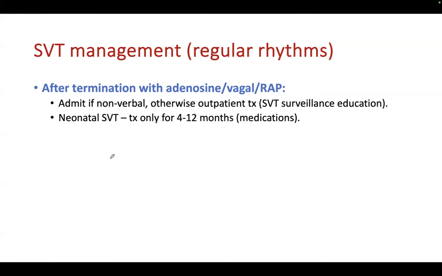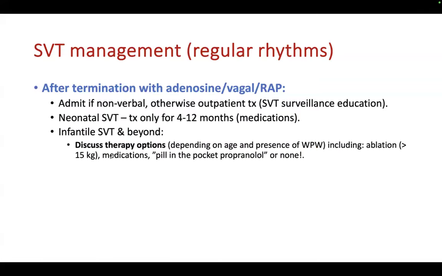Okay. In neonates, we usually treat SVTs for roughly 4 to 6 months. Okay, some people extend therapy up to 12 months, but I usually stop at 6 months. So neonatal SVT you treat for 4 to 6 months, and then we gradually wean, and then if there's no recurrence, we discharge from clinic. Okay.